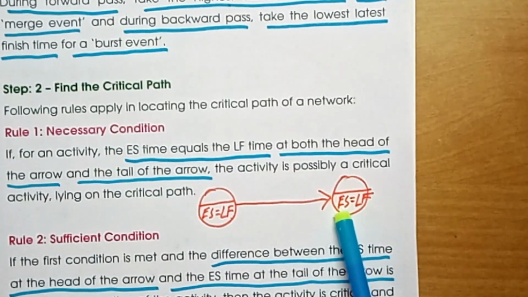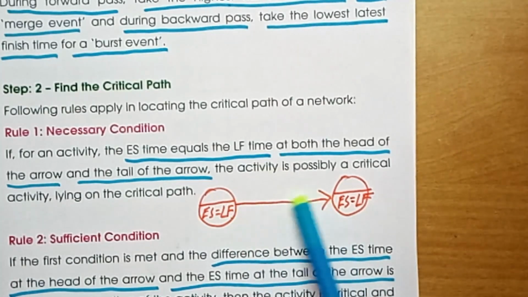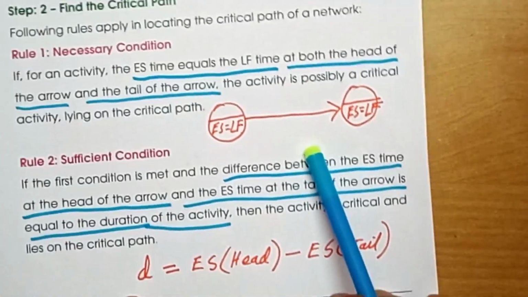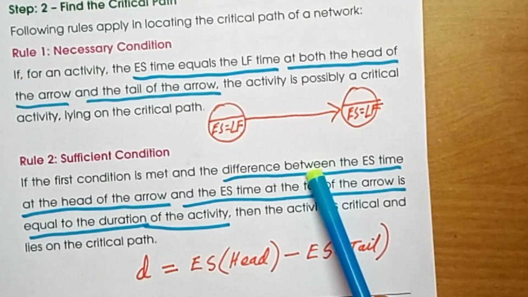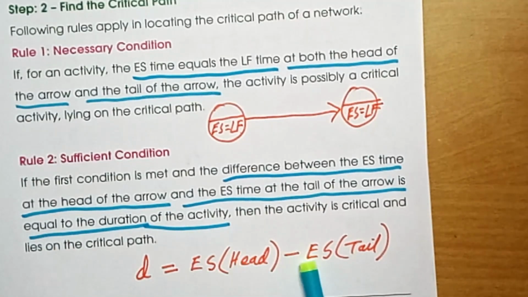And if the necessary condition is fulfilled, then this may be called a critical activity. But the sufficient condition says, of course, you have to fulfill both the conditions to become a critical activity. The sufficient condition, the second condition, says that the duration of the activity must be equal to the earliest start at the head of the arrow minus the earliest start at the tail of the arrow. This is the second condition.